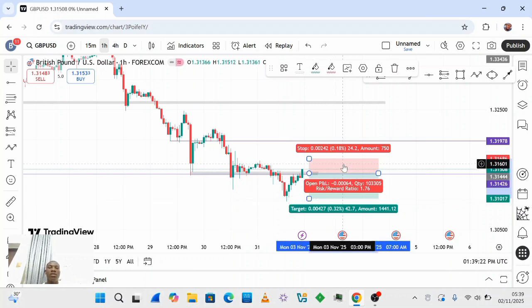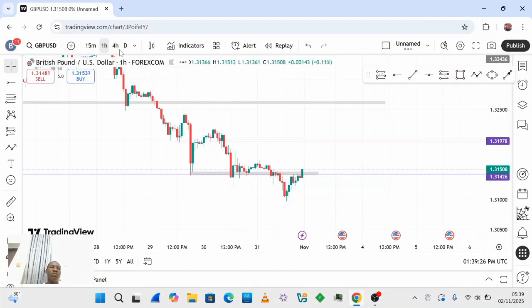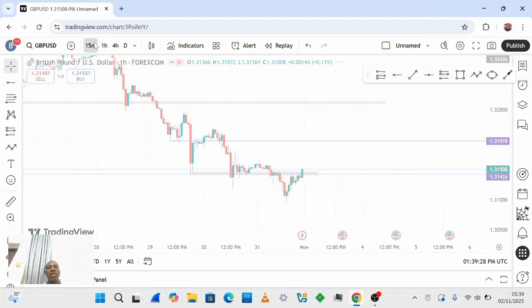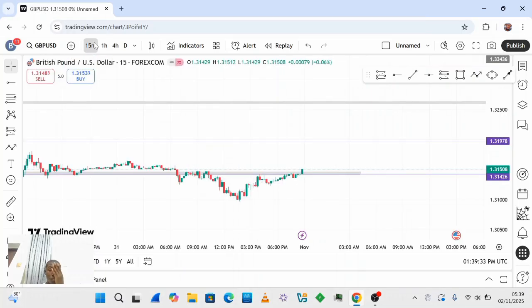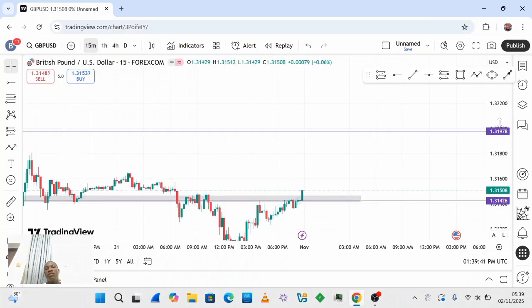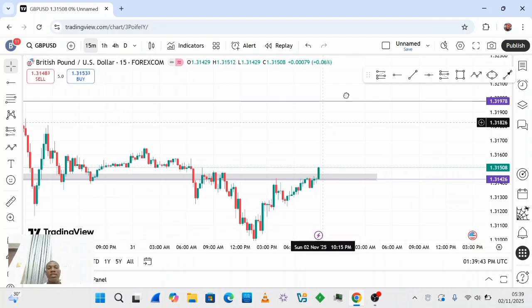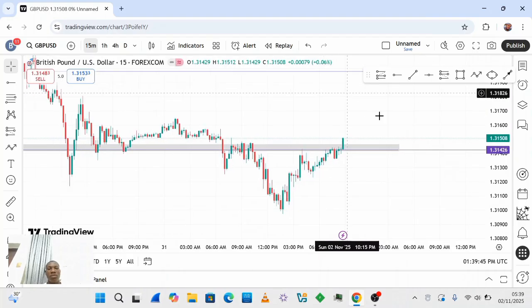Now, remember, this is not my entry time frame. I'll go to the 15 minutes time frame where I do my entries. Coming to the 15 minutes time frame now, all I'll be looking to do is to see a change of minor structure, which might be a pattern for me, a double top, a break of the neckline of the double top. That is a change of minor structure for me.